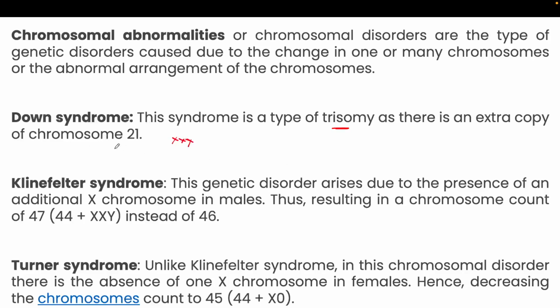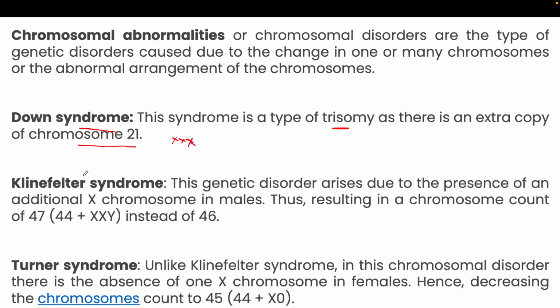Just remember the chromosome number, because from an exam point of view it can be asked which chromosome is affected in Down syndrome. That is chromosome number 21. In 21 there is Down syndrome, because here an extra copy of the chromosome is found.